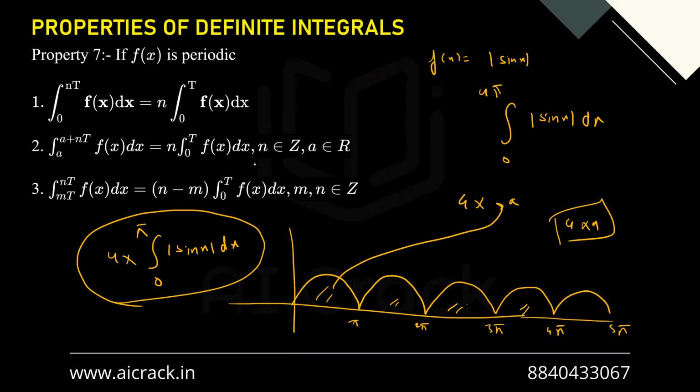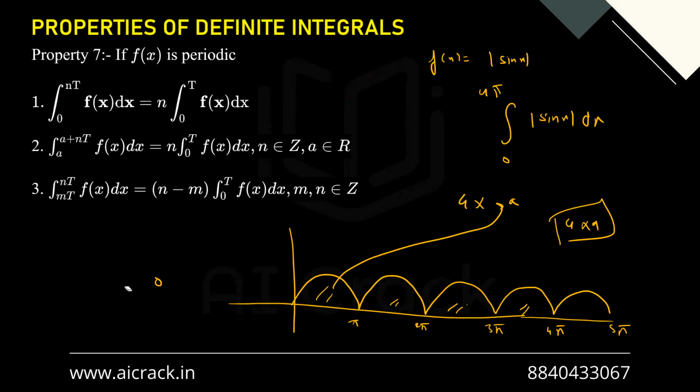So this is what we are doing in property number 1 over here. We have n cycles from 0 to nT, where T is the period of this periodic function, and we are going n cycles, each of length T. So we have just taken n outside and we are integrating from 0 to one single period of this integral. It's the same thing I have explained over here, right?